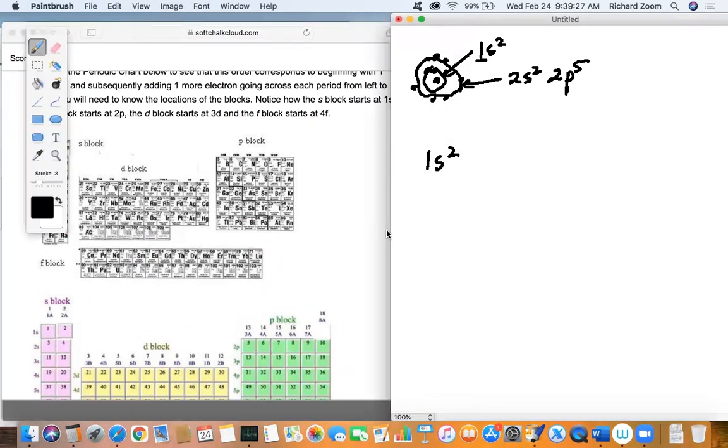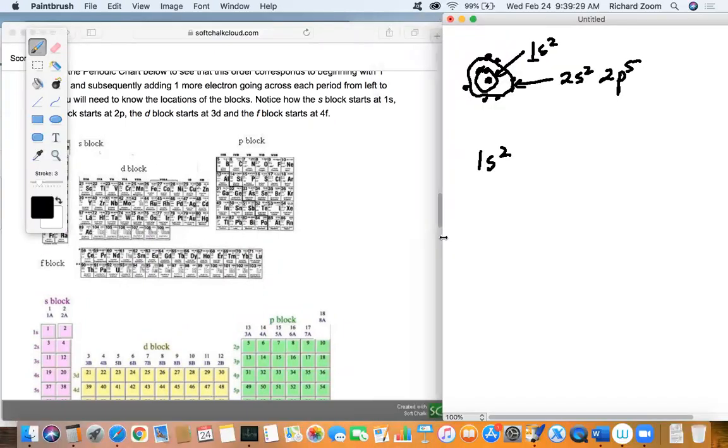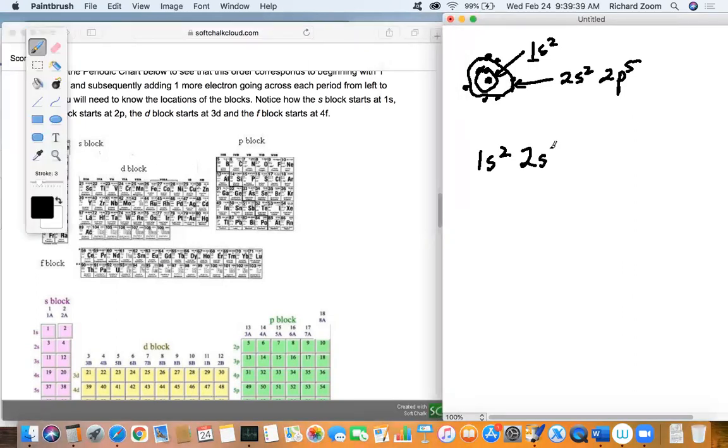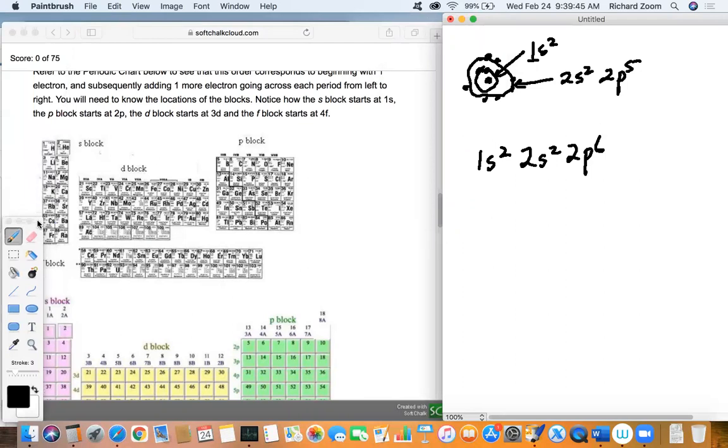So 1s2. And then we've got 2s2. And then we've got 2p6. So I'm just reading across the table here. And at this point, we'd be at neon. And you'll notice if you count these, 2 plus 2 plus 6 is 10, which amounts to neon here.